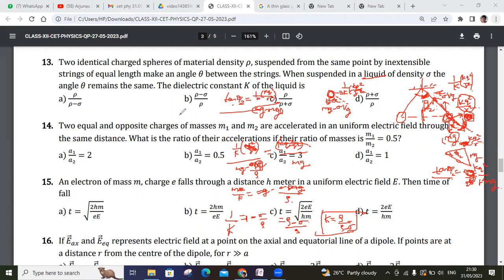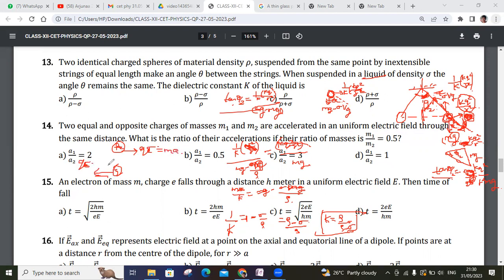This is option A. Then the 14th one: two equal and opposite charges of mass m1 and m2 are accelerated in an electric field to the same distance. What is the ratio of accelerations? The force on one charge is plus q and on the other is minus q, so the force on each will be of magnitude qE. So this force is there.